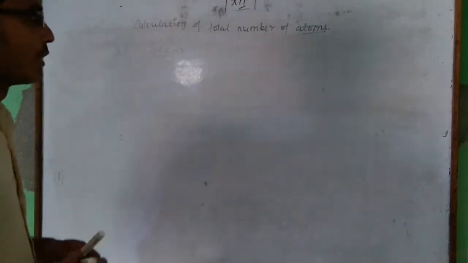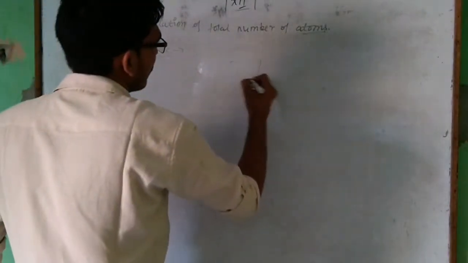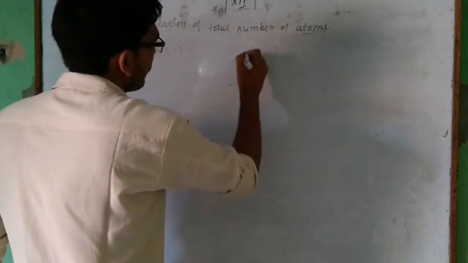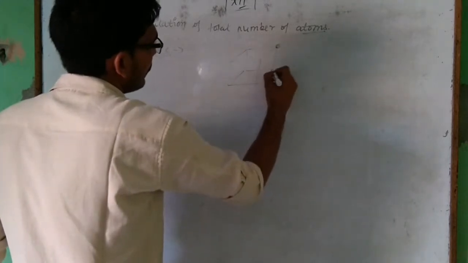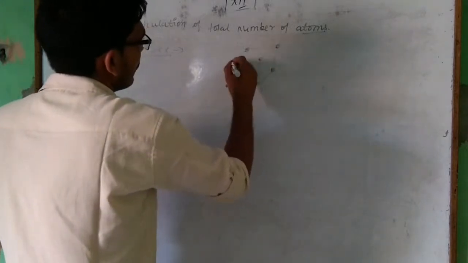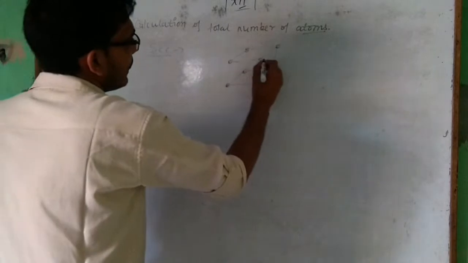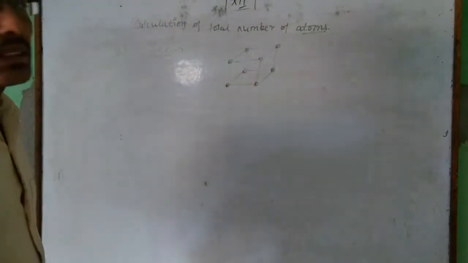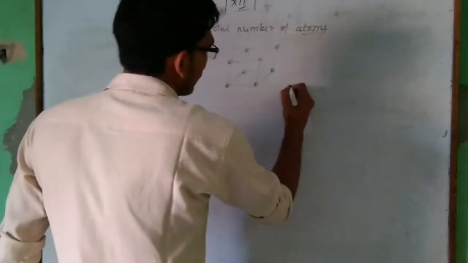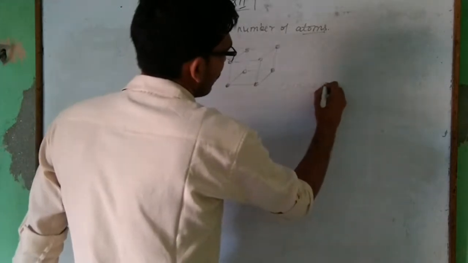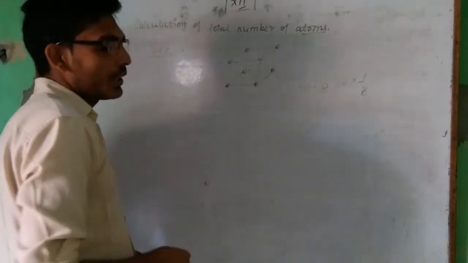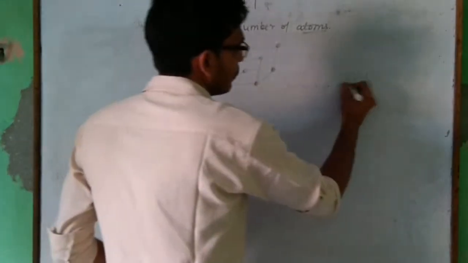Let's check our structure. This is the structure of the simple cubic cell. There are only 8 atoms present at the corners. You know very well, there is no center and no face present in SCC. So the total number of atoms present in the corners equals 8 into 1 upon 8, the 8th part of this cubic cell. So 8 into 1 upon 8 is equal to 1.